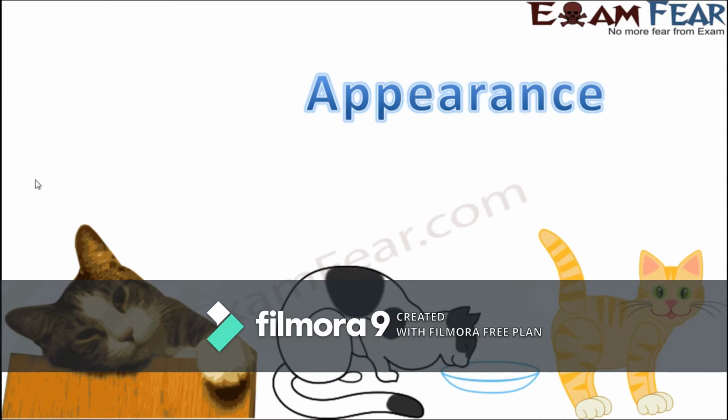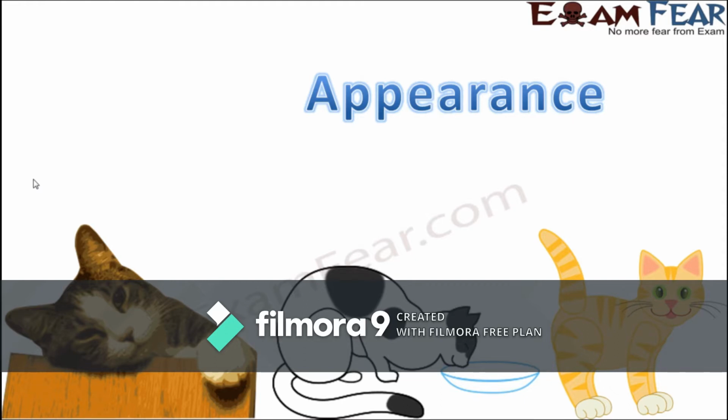Now, as you can see on the screen, when I talk of appearance, I have given pictures of 3 different cats. Now, all of them are cats, but they look quite different from each other. So, the first one is brownish, the second one is black and white, spotted, and the third one looks like a tiger, but it's a cat again.